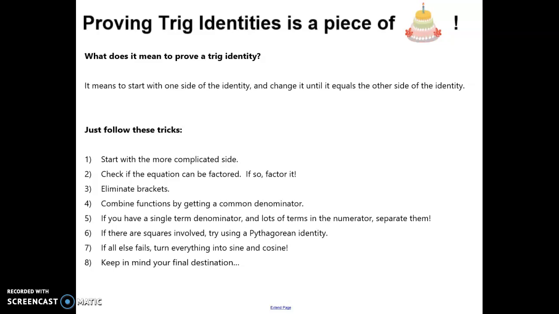Number 6 says if there are squares involved, think about the Pythagorean identity. So anytime you see the squares, we jump right to that green sheet with the Pythagorean identities. If all else fails, turn everything into sine and cosine, and always keep checking on the other side of the equation. So always keep checking what you're trying to get your answer to be, because then that might help you think, okay, I need to change this somehow into this, and then it'll help guide you.